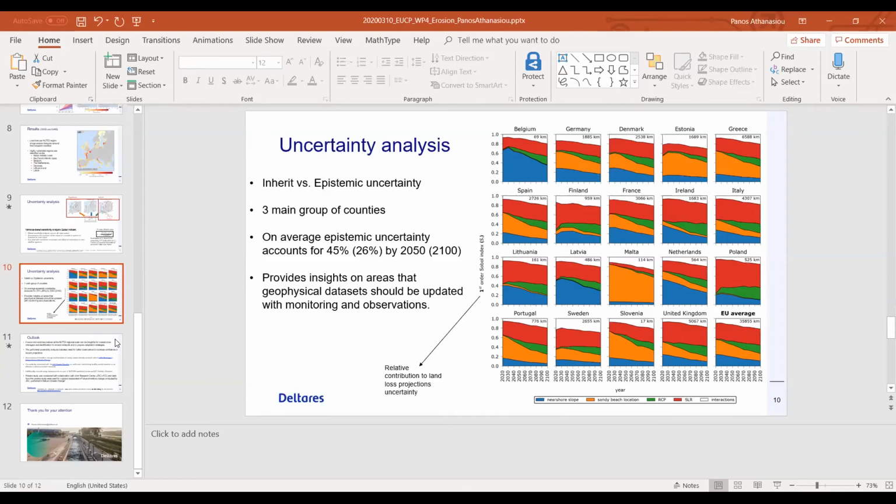So far, we didn't take into account any other sea level rise projections, but that would be an interesting next step to see how much this will affect the results in the uncertainty. And maybe we can connect that with the work that Work Package 2 is doing.